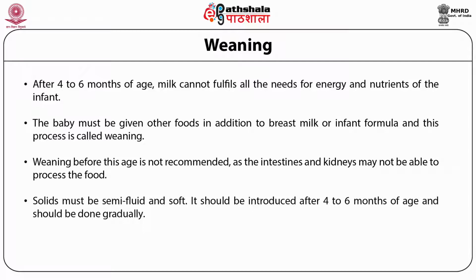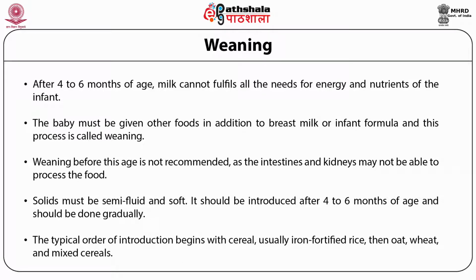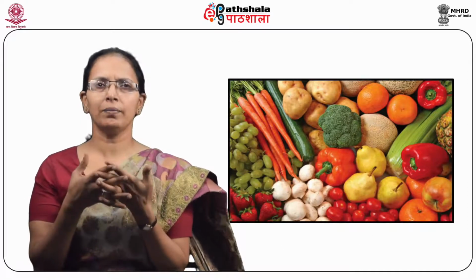The solid food must be semi-fluid and softer. It should be introduced after 4 to 6 months of age and should be done gradually. We should not keep the child solely on supplementary food. We should supplement it with breastfeeding, so that the child simultaneously has breast milk as well as the supplementary food. The typical order of introduction begins with cereals, usually iron-fortified rice, then oat, then wheat, and then mixed cereal. So it should be done gradually, cereal by cereal, and not with all kinds of cereals mixed together.